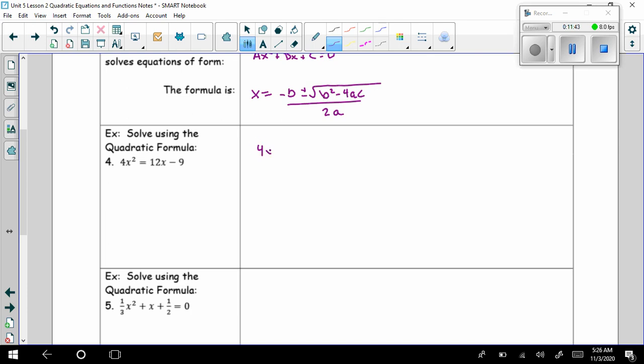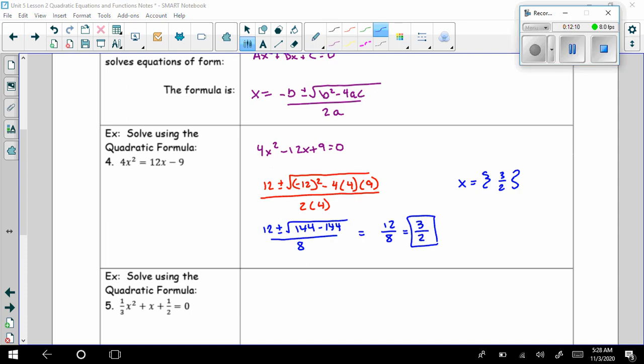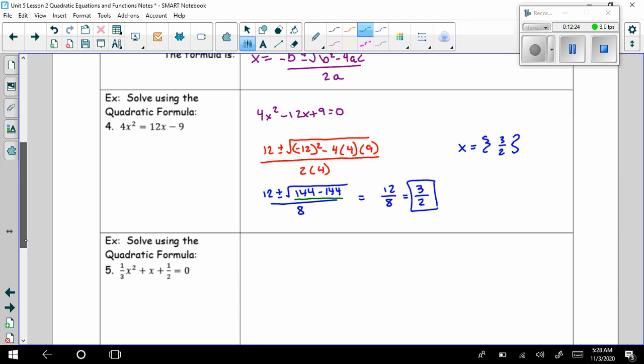All right, so sometimes you have to move things first. So like this, we need to get everything to one side. I always try to make sure my a is positive just because then it's not quite as messy in the bottom of your fraction here. So 4x squared minus 12x plus 9 equals 0. And then go ahead and plug all that in and solve it out. Okay, so we plug this in, and in this particular case, this inside cancels out to 0, and the square root of 0 is 0. So we only have one answer for this one, and that is that x is equal to 3/2.